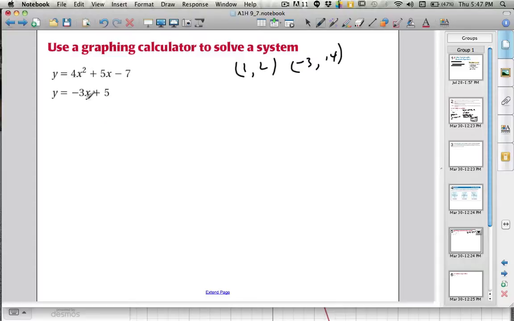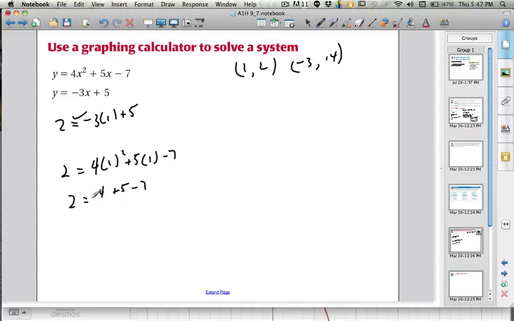If I wanted to check those, I'd plug them into these other equations. 2 is equal to negative 3 times 1 plus 5. Well, that's true. And if I plug it in up here, 2 would be equal to 4 times 1 squared plus 5 times 1 minus 7. So 2 would be equal to 4 plus 5 minus 7, and that's accurate. Okay, so this one checks out.